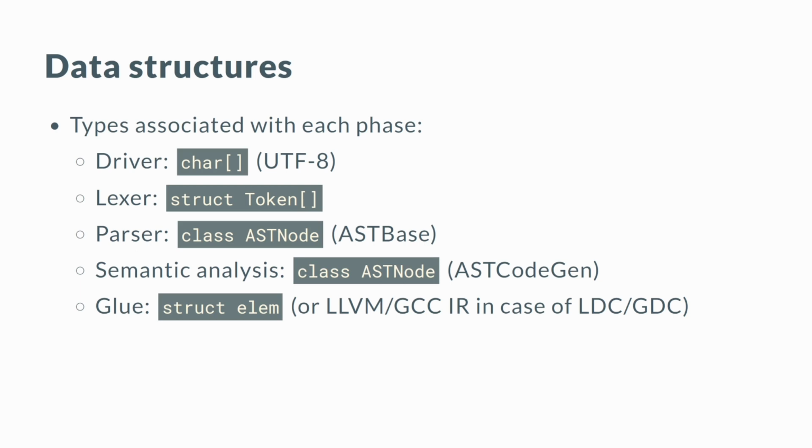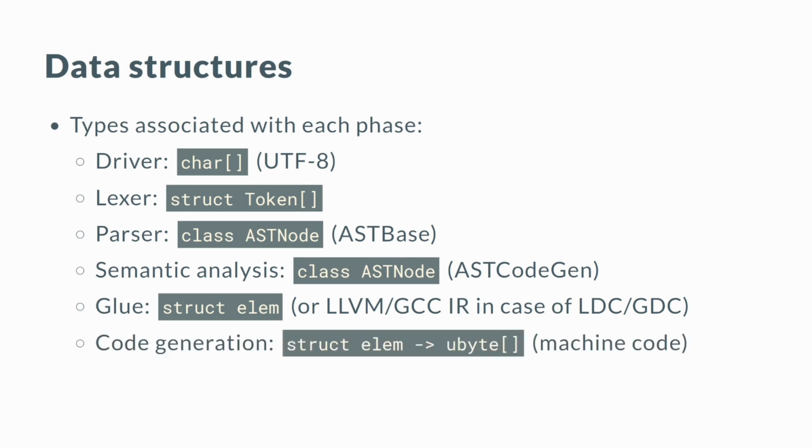The glue layer converts the code generation AST into a form that the backend understands. DMD, using the DMC backend, uses the elem struct for this, which is a struct-based tree type with a tagged union. But other compilers, such as LDC and GDC, using LLVM or GCC intermediate representation for the backend, convert it to that. The code generator, after optional optimization, will eventually turn it into machine code, a binary file with target-specific instructions. So where do you find these parts in the source code?